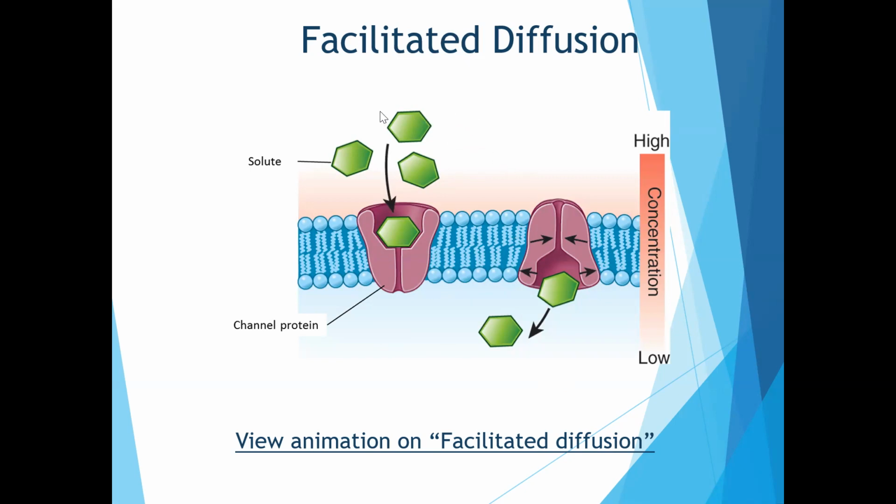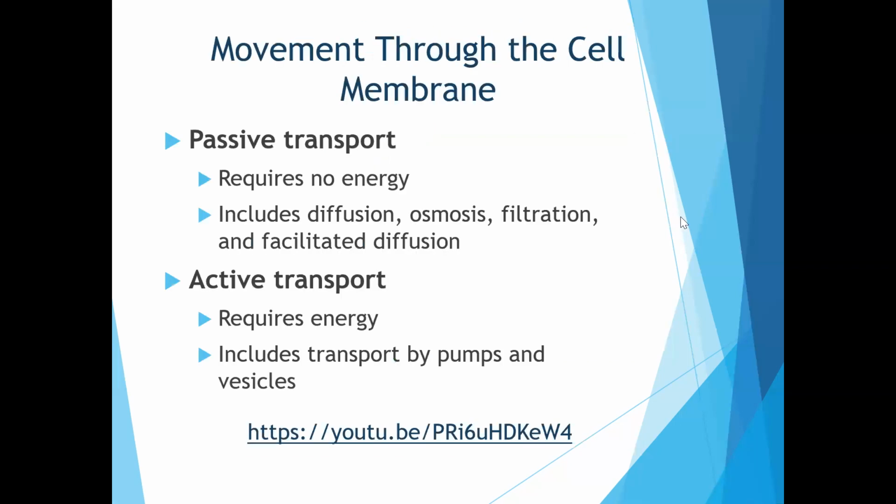So when that solute attaches to the channel protein, that channel protein then changes shape to fit it into the cell itself. But even though we're using a channel protein, we are not using energy or ATP for that protein to change shapes and transport the solute from outside the cell to inside the cell. It's all moving based on that concentration gradient. So this is still a passive transport.